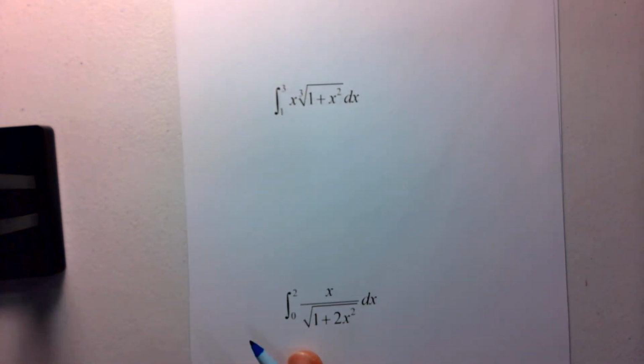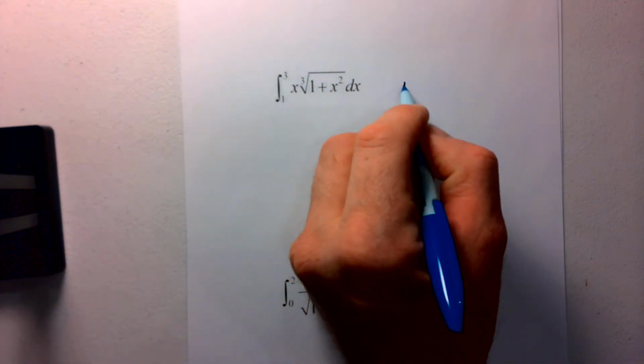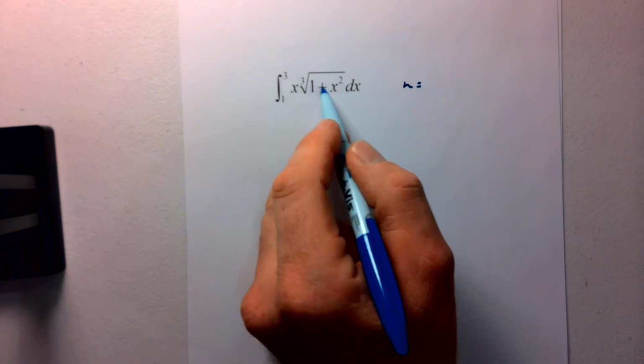All right, so I do want to play around with a couple more, just changing those x values into u. So here I'm going to have my u equal 1 plus x squared.